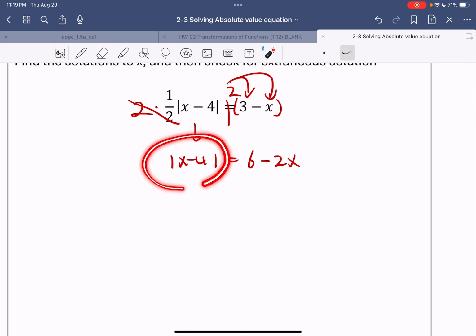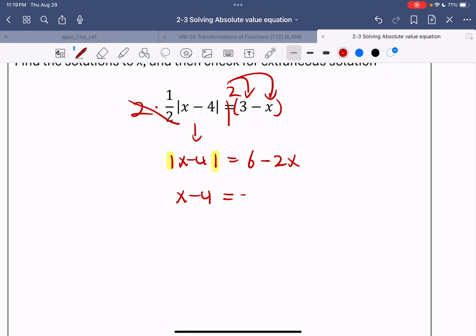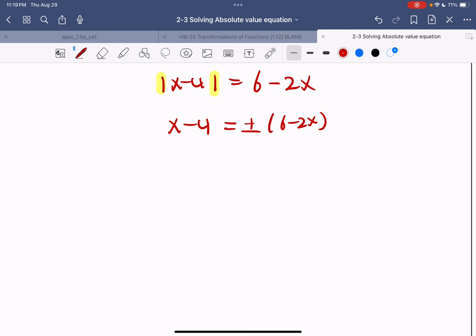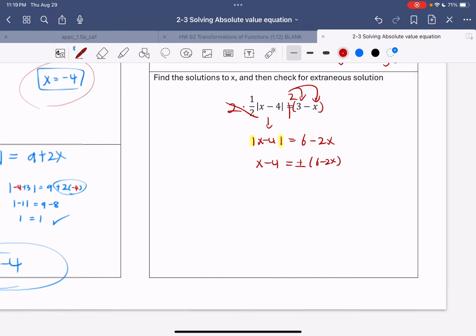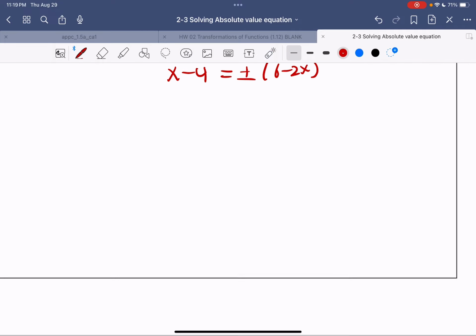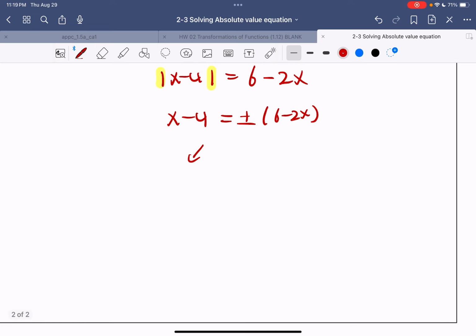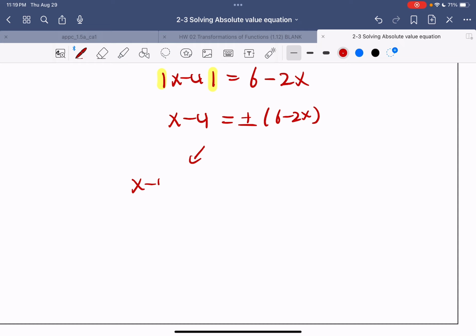Now, as you can see, it is isolated. So what I can do is I can get rid of this. So I get x minus 4 is equal to positive negative 6 minus 2x. Well, you guys can kind of tell that now you can skip this one, right? And make sure you use your space wisely because I know you guys will not have enough space. So it's going to be x minus 4 equals 6 minus 2x. The first one I write as it is. x minus 4 equals, for the negative, you flip the sign. So I get negative 6 plus 2x.